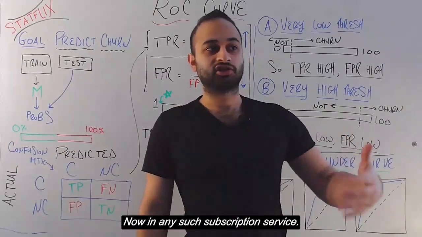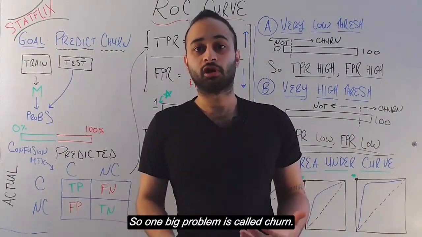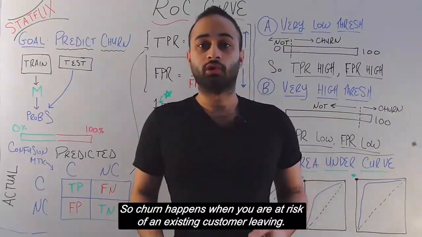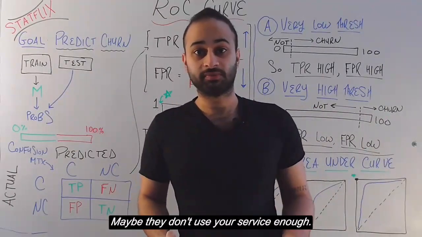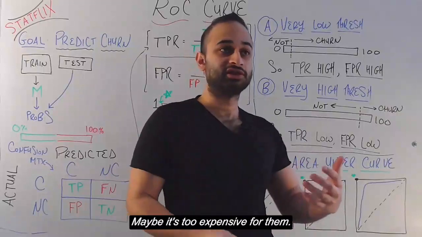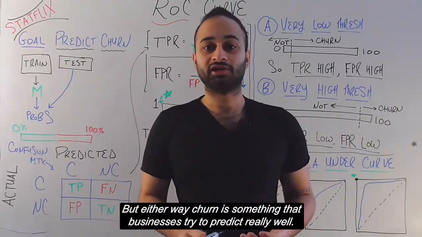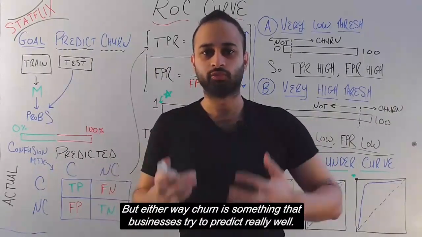Now, in any such subscription service, one big problem is called churn. Churn happens when you are at risk of an existing customer leaving. They might be leaving for various reasons. Maybe they don't use your service enough. Maybe it's too expensive for them. But either way, churn is something that businesses try to predict really well.